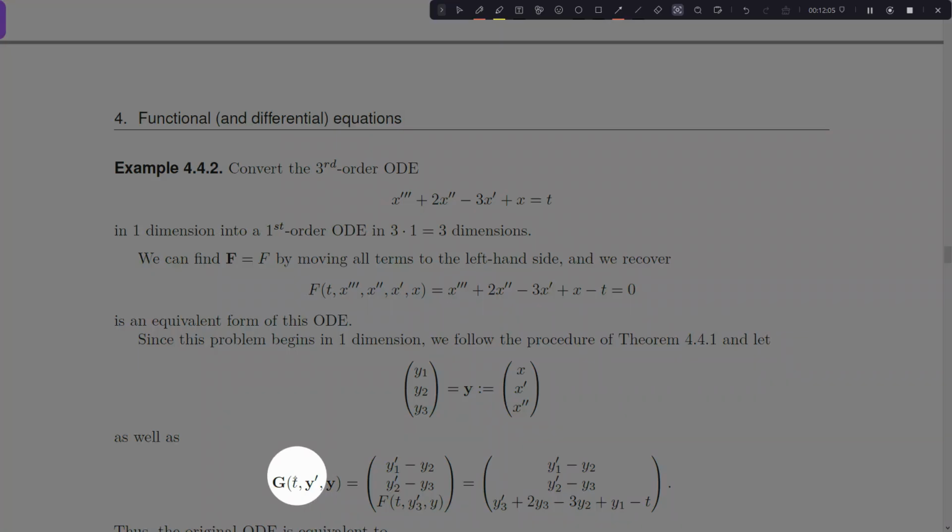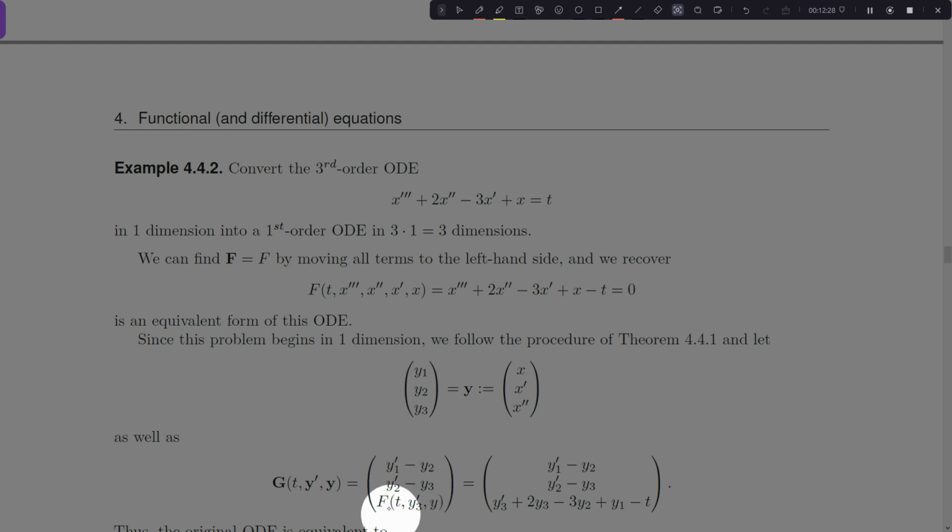Following that procedure, then, I can just define g directly as it was in the procedure. We'll recall that the first entry of g was y1 prime minus y2. The second entry of g was y2 prime minus y3. And you would continue until you reach your top value of y on the right-hand side there. Okay, so there's y3. And then the final entry is this capital F.